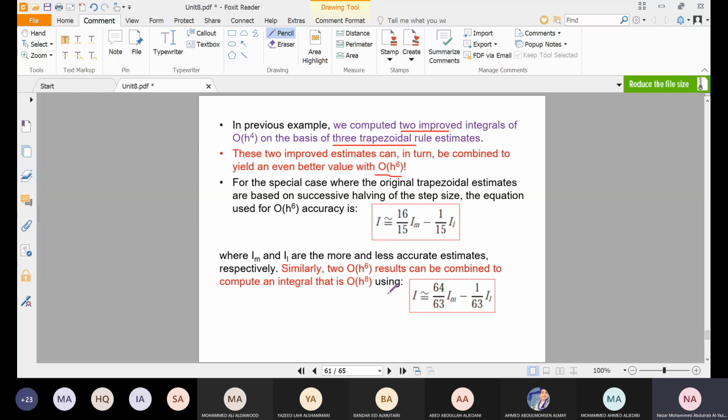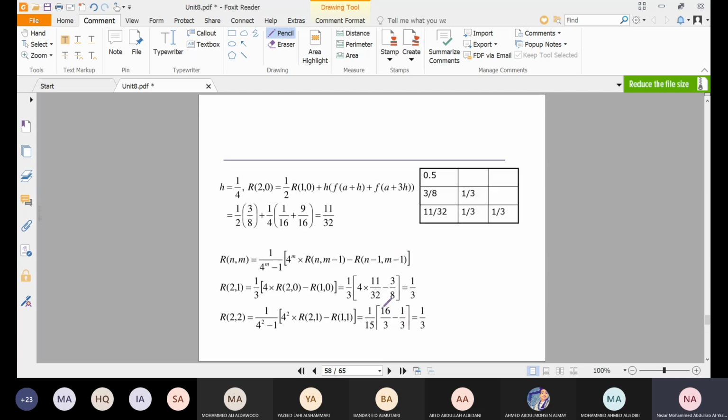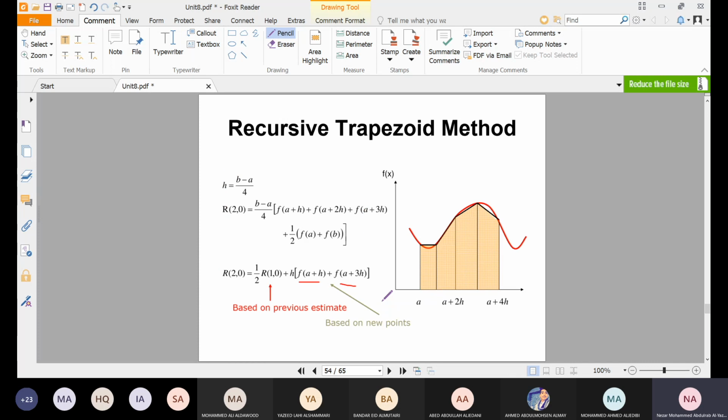If you want to enhance the estimation more, for the third column, to get an estimation with h to the power 8, in this case we can use this algorithm. The integration is 64 over 63 Im minus 1 over 63 Il. So you can know this one. This is now for the column. If you look at these columns, we have here.